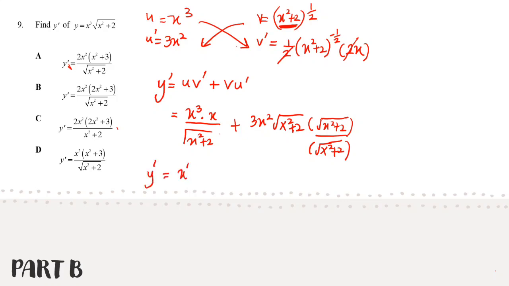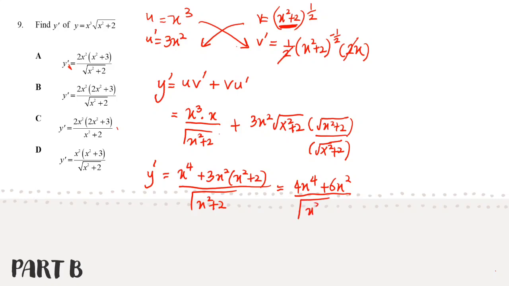and then we have x to the power of 4 plus 3x squared times x squared plus 2 over the square root of x squared plus 2, and then we simplify, we get 4x to the power of 4 plus 6x squared over the square root of x squared plus 2, and it is equivalent to answer B, because if we factor out 2x squared, we get 2x squared times 2x squared plus 3 over the square root of x squared plus 2.